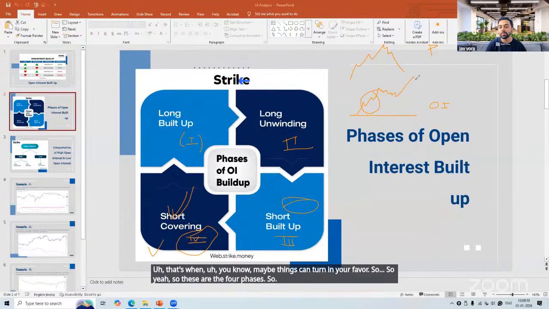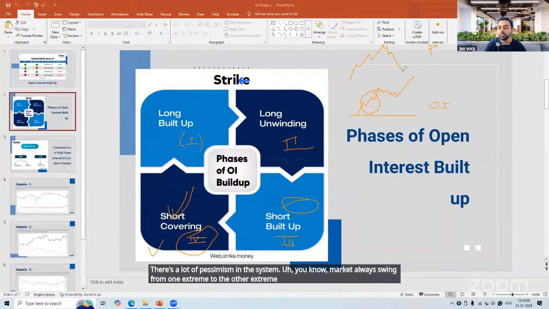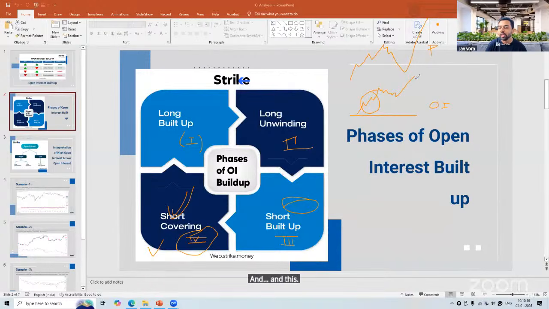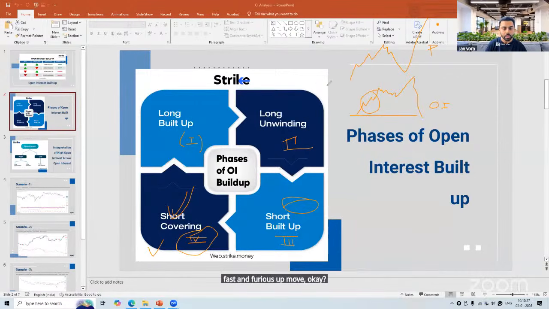So again, typically what happens is that because there is a lot of short built up and there is a lot of pessimism in the system, the market always swings from one extreme to the other extreme. Eventually things will turn around and it will start rising higher, and this strong move is typically due to shorts getting squeezed, and that usually results in a very fast and furious up move. Okay, so this is the phase that is very, very rewarding.